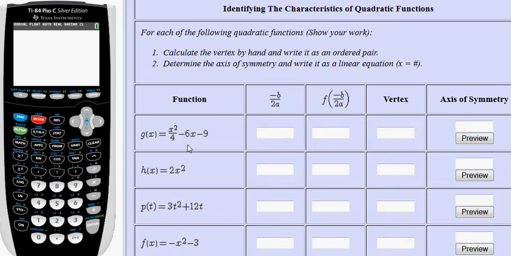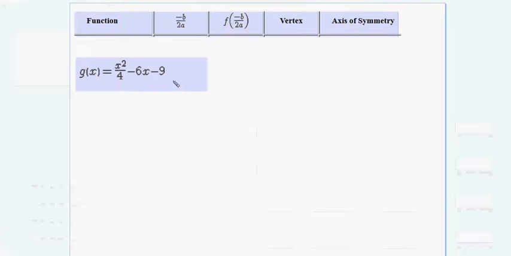In this problem, we're given several quadratic equations. For each quadratic function, we need to calculate the vertex by hand and write it as an ordered pair. And then finally, we're going to determine the axis of symmetry and write it down as a linear equation in the form x equals a number. What I've done is take the first equation here, g of x, copy it down.